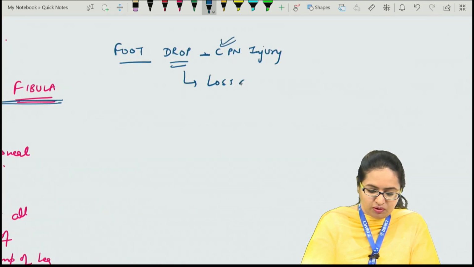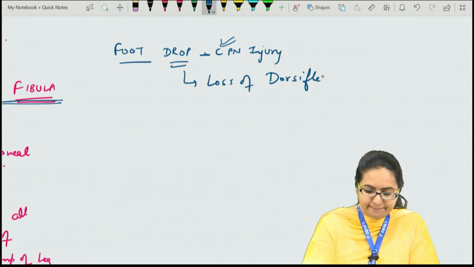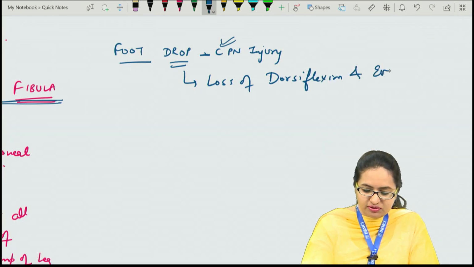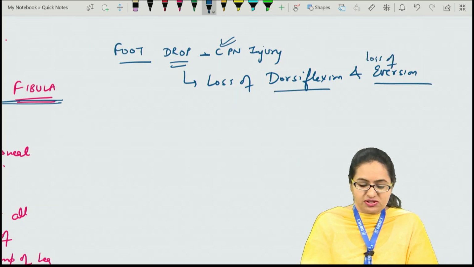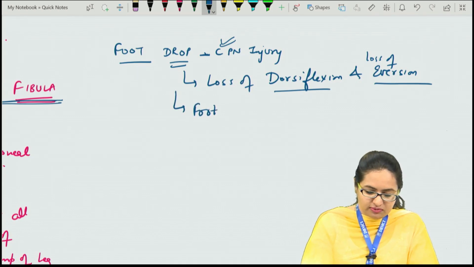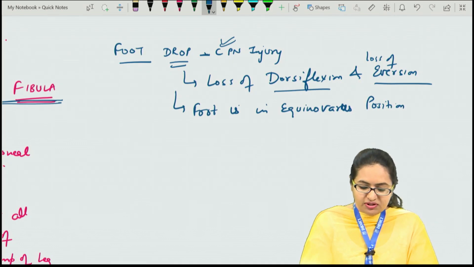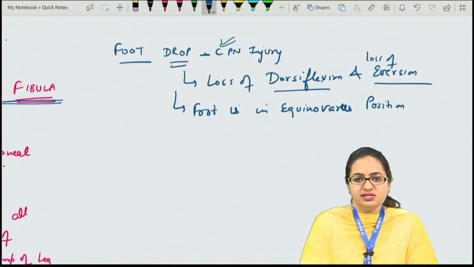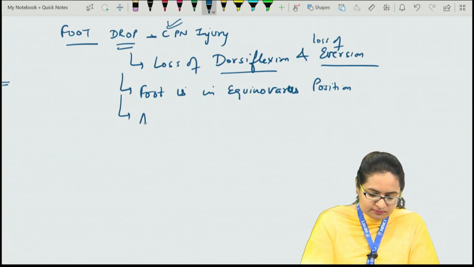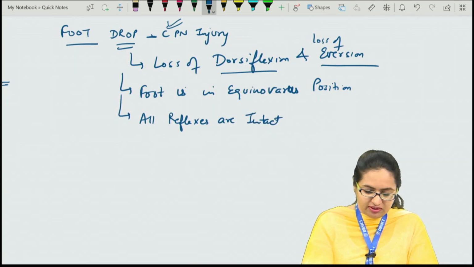a condition where there will be loss of dorsiflexion and eversion. The loss of eversion is there due to the involvement of these specific muscles. And the foot is in equinovarus position. That means the foot is plantar flexed and slightly inverted because of the unopposed actions of the other muscles. In such a lesion, all the reflexes are intact. The reflexes are affected if the sciatic nerve is affected.